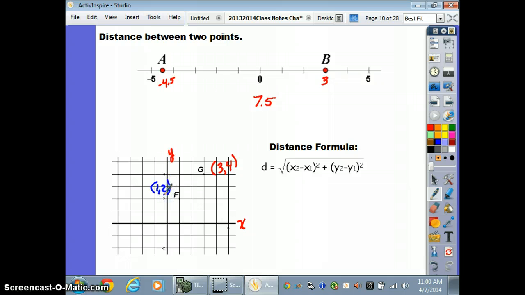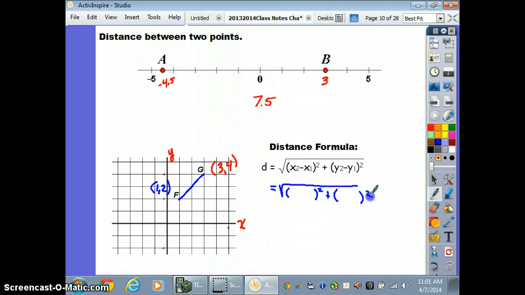Okay, I want to find this distance. It's not 2 because it's on the diagonal. This is 2. This is 2. But this is not 2. It's longer than 2. Okay. So we use this formula. Maybe you've seen it before. It's called the distance formula. I'll give you the formula on the test, but you need to know how to work it.